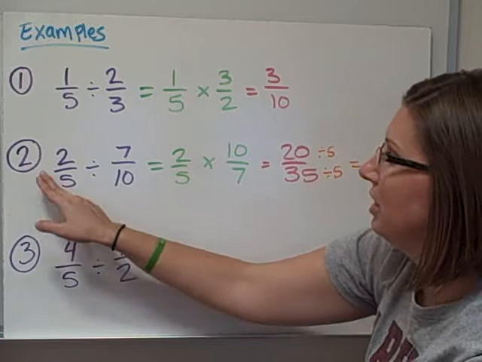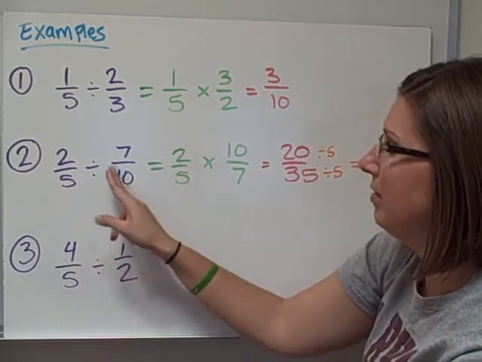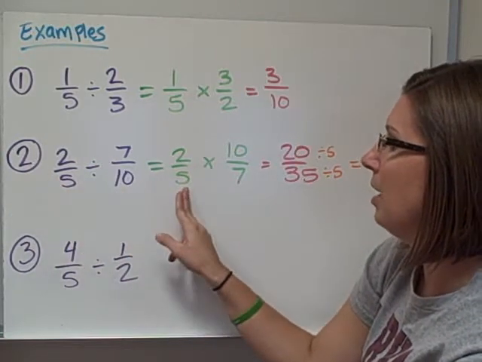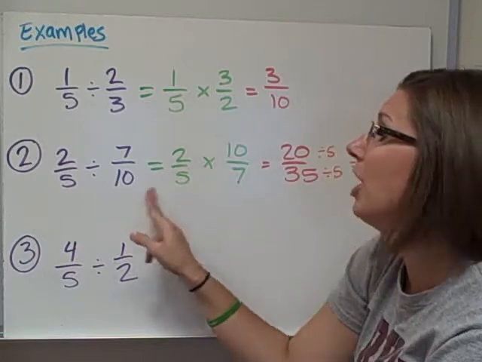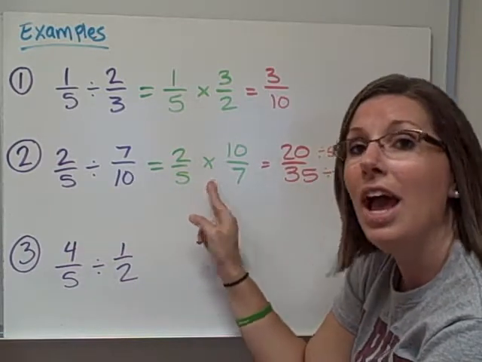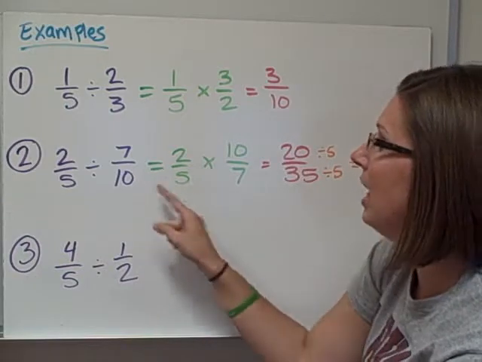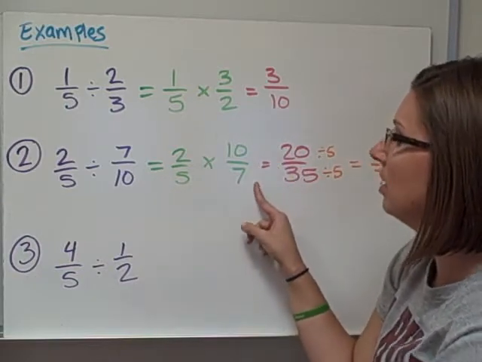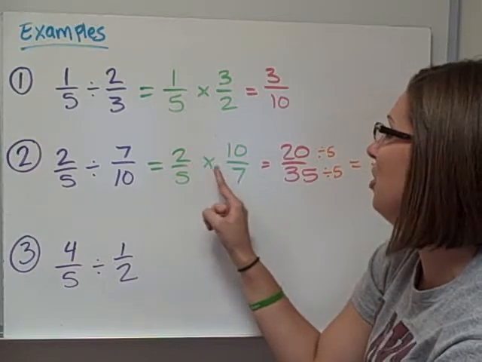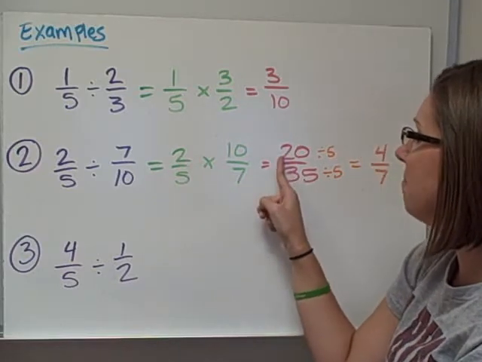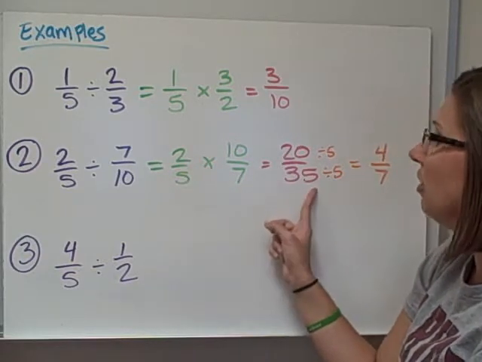For number 2, we've got 2/5 divided by 7/10. So I keep 2/5 the same, I change division to multiplication, and then I flip over my second fraction. So 7/10 becomes 10/7. When I multiply fractions, I multiply the numerators. 2 times 10 is 20. 5 times 7 is 35.